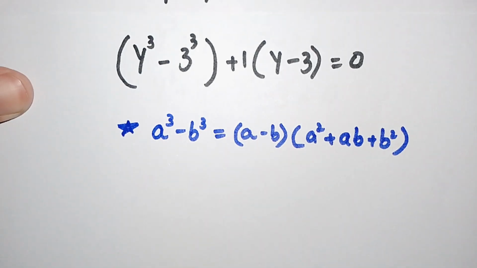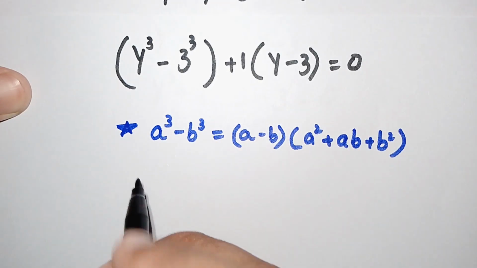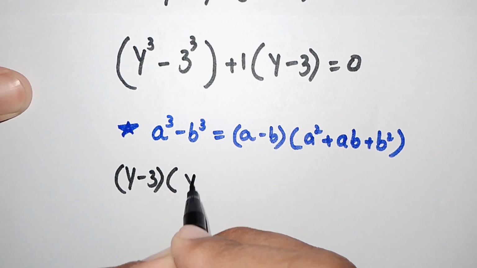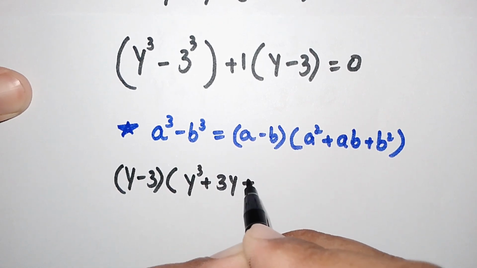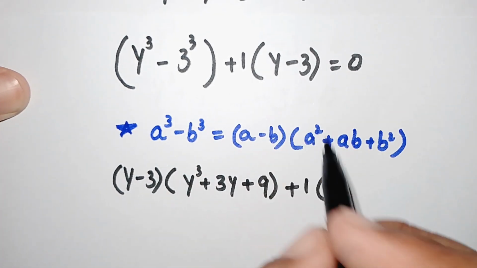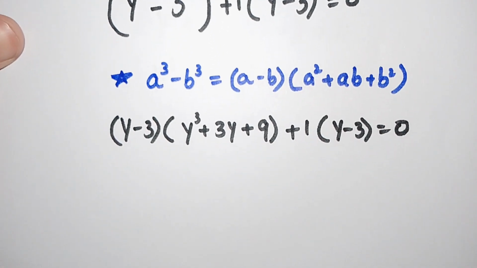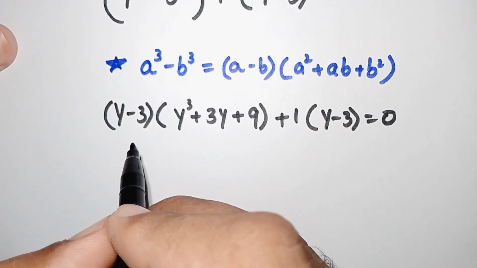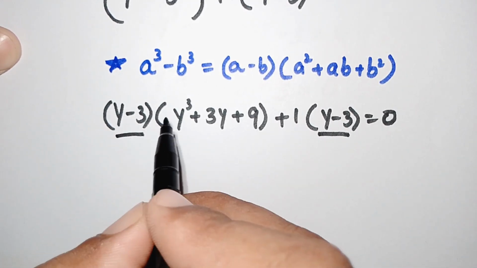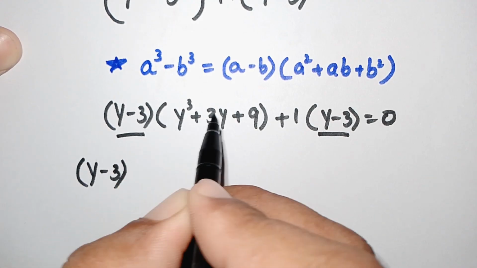So this y to the power of 3 minus 3 to the power of 3 will be equal to, here a minus b means y minus 3, times y square plus 3y plus 3 square, which is 9, and here plus 1 times y minus 3, which is equal to 0. Now we have to take y minus 3 common from these. So here y minus 3 and y minus 3 are common, so taking y minus 3 as common, we divide each term by y minus 3.